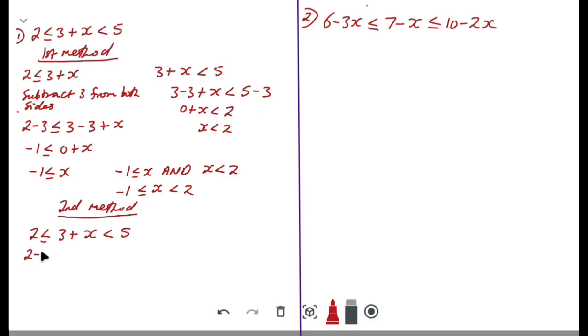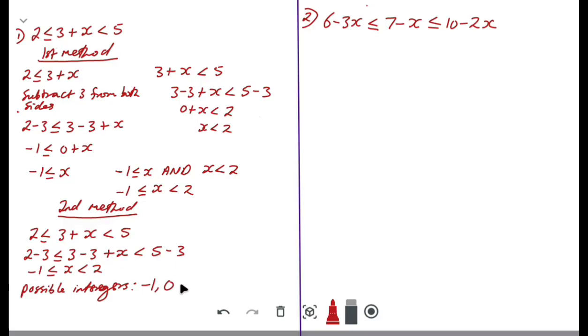We have 2 minus 3 less than or equal to 3 minus 3 plus x less than 5 minus 3. This will be minus 1 less than or equal to x less than 2, which is still the same as the answer we have here. Now, since x is greater than or equal to minus 1, the possible integers are minus 1, 0, and x is less than 2. So our possible integers will be minus 1, 0, and 1.